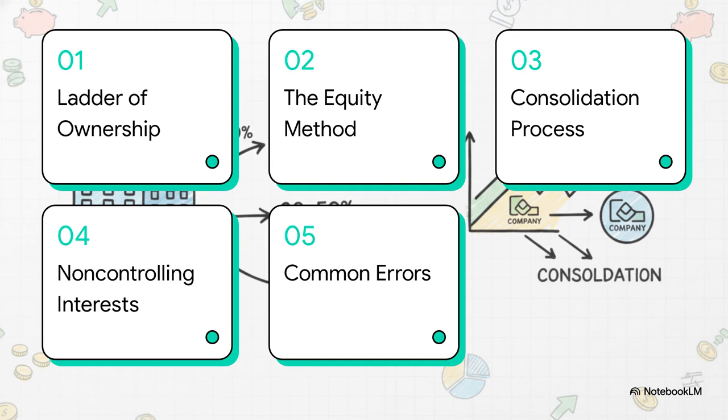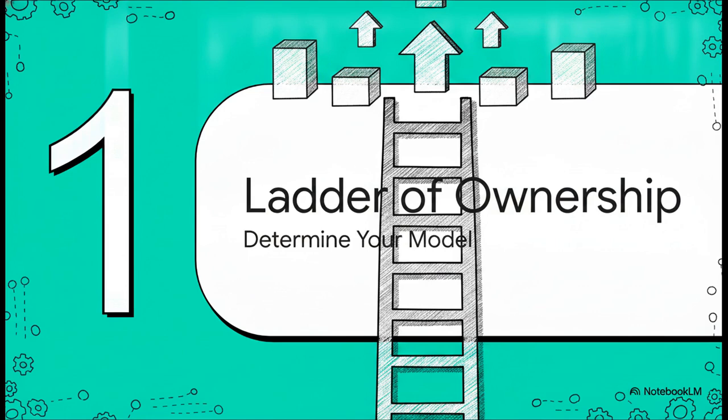Here's our quick roadmap for today. We'll cover 1. The ladder of ownership. 2. Mastering the equity method. 3. The consolidation process. 4. Navigating non-controlling interests. And finally, 5. Avoiding common accounting errors. All right, kicking things off with Section 1, the ladder of ownership.